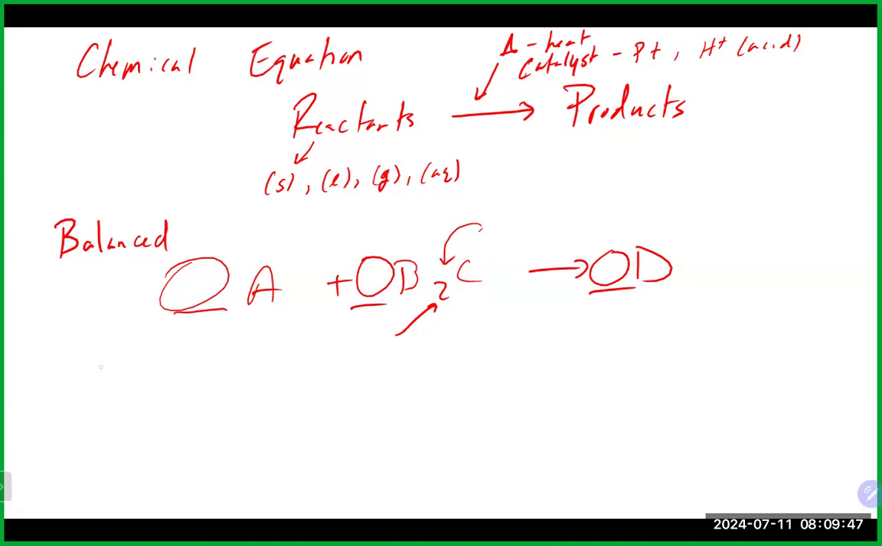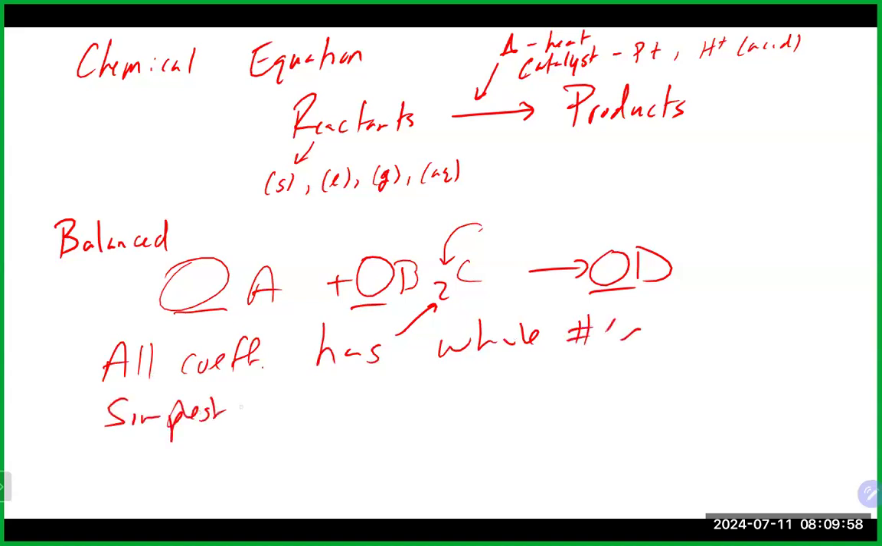When it's all said and done, all the coefficients have to be whole numbers. And it does need to be the simplest set of whole numbers to be properly balanced. So once again, if you had a 4, a 2, and an 8, we can come back through and divide everybody by 2 and still get whole numbers. You would want to do that to have a properly balanced equation.